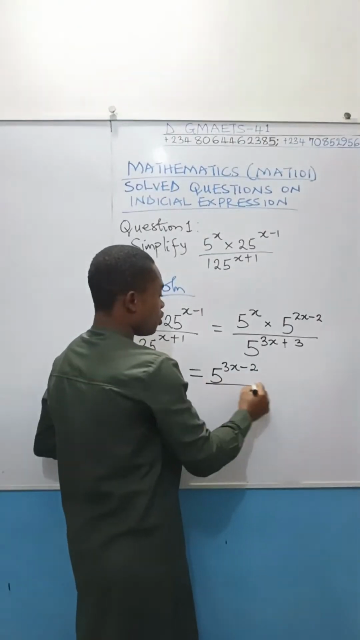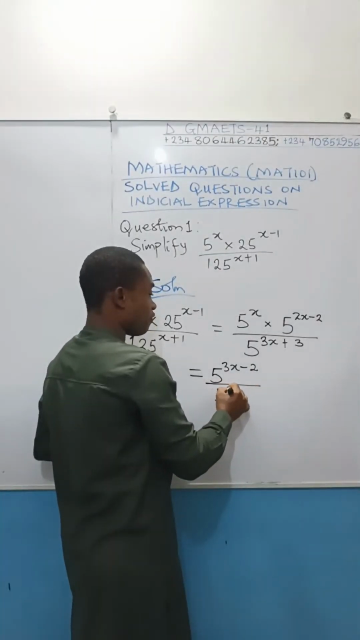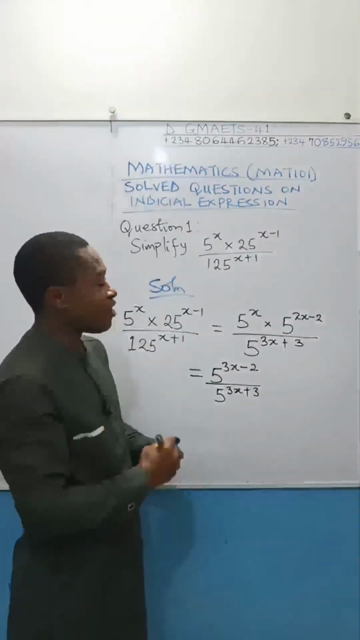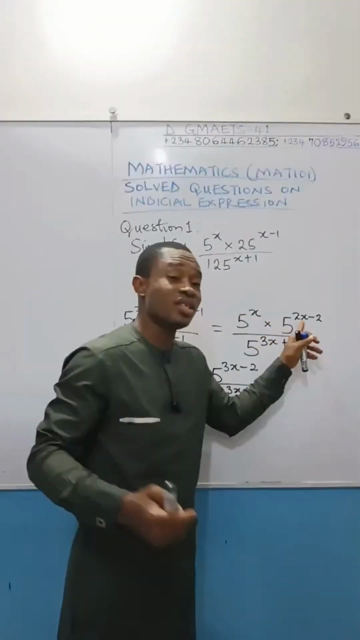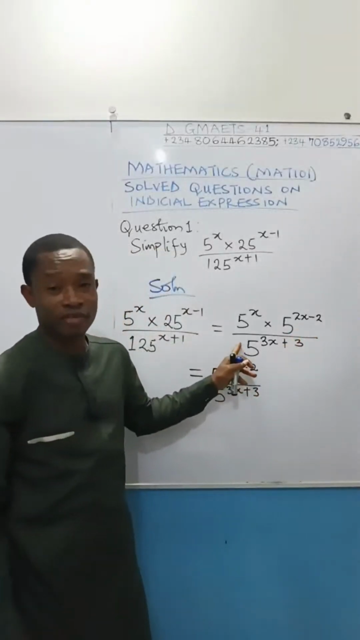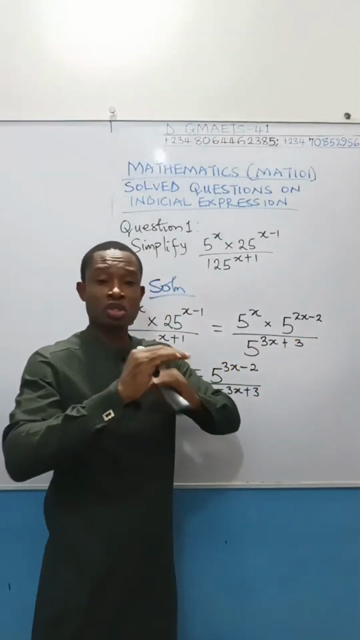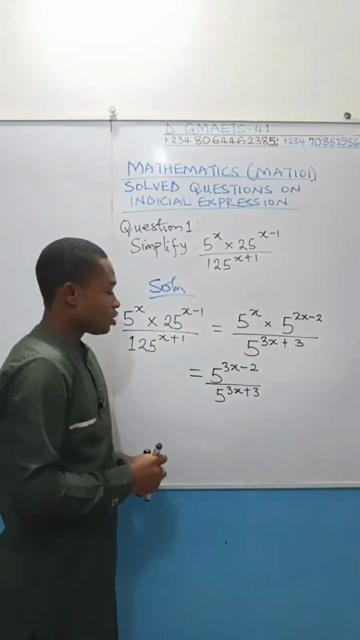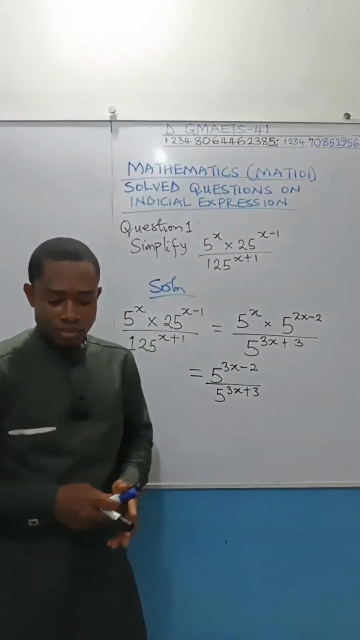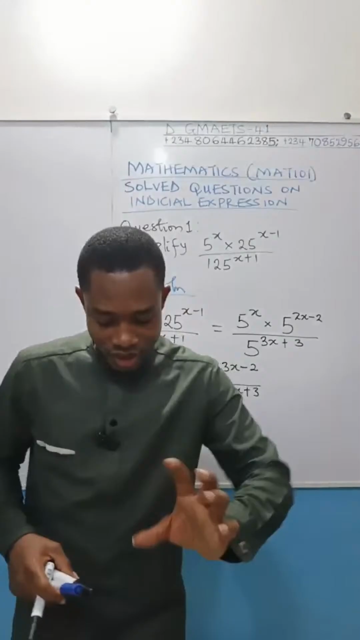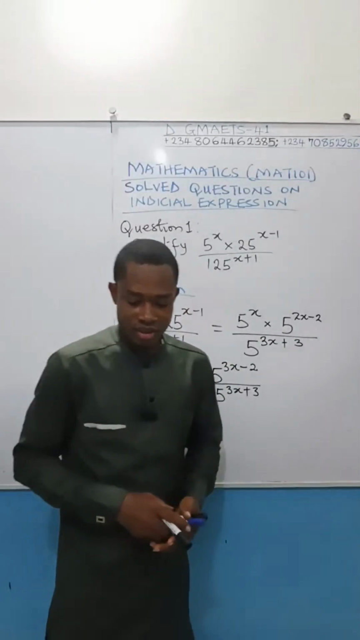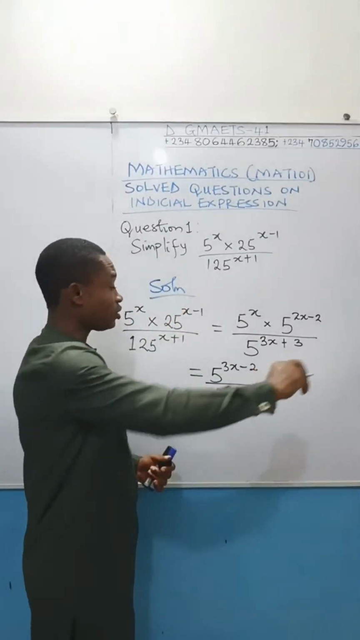And then this is going to be over 5 to the power of x plus 3. This is a waste of time somehow. I'd have applied multiplication law of indices at the same time applying division law. But I just want to show you in steps so that you can follow up. I'm trying to watch the network a bit. It's hanging, and I don't seem to understand. All right, let's move on.